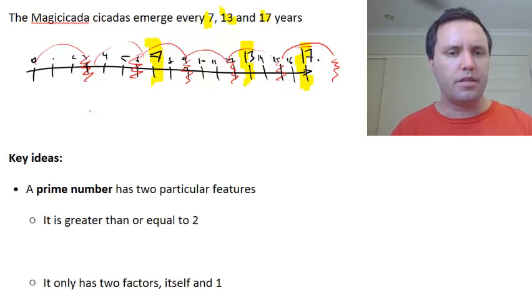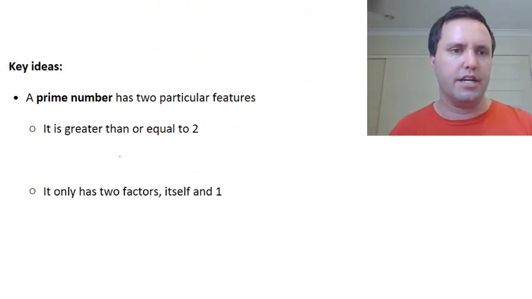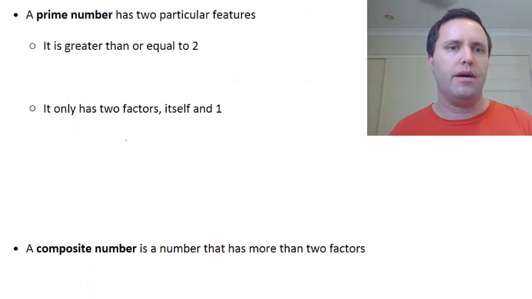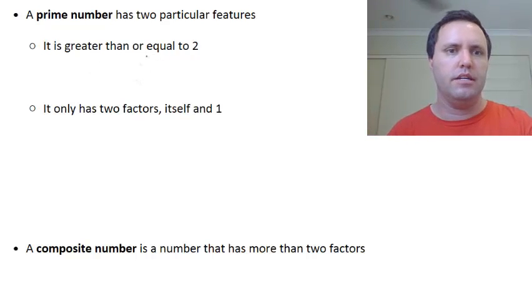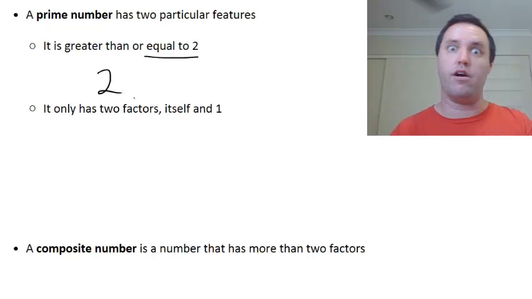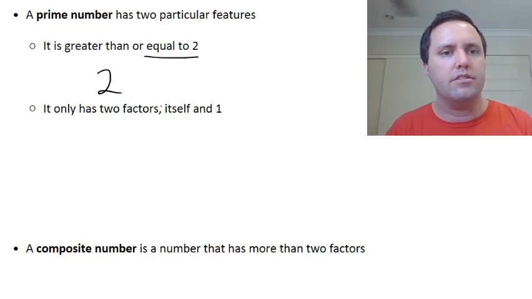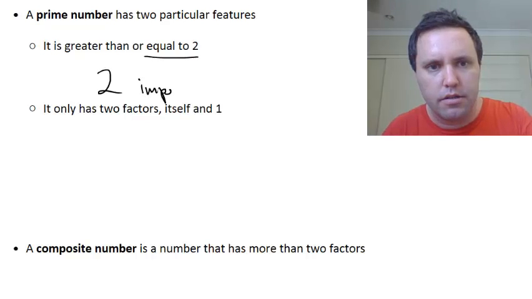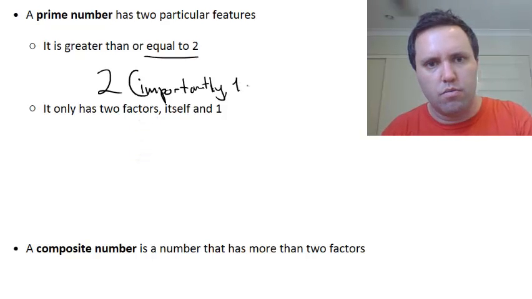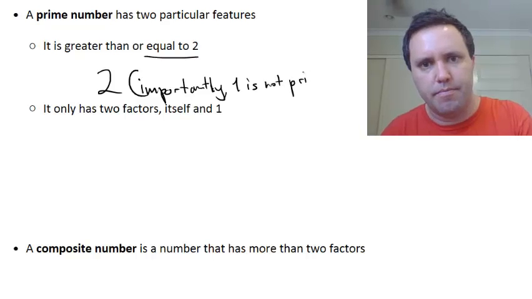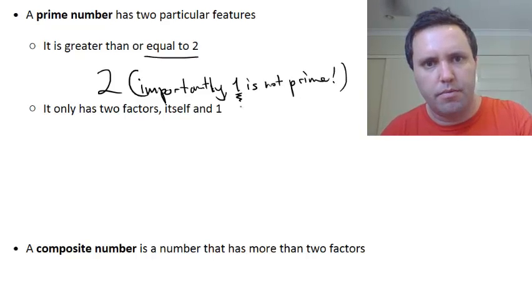Okay, all right. So let's have a look at what prime numbers actually are. Some key ideas: a prime number has two particular features that are important to recognize. The first is that it is greater than or equal to 2. So all primes are greater than or equal to 2, and equal to 2 means that at least 2 is a prime number. It's our first prime number. And importantly, 1 is not prime. Okay, the number 1 is not a prime number.